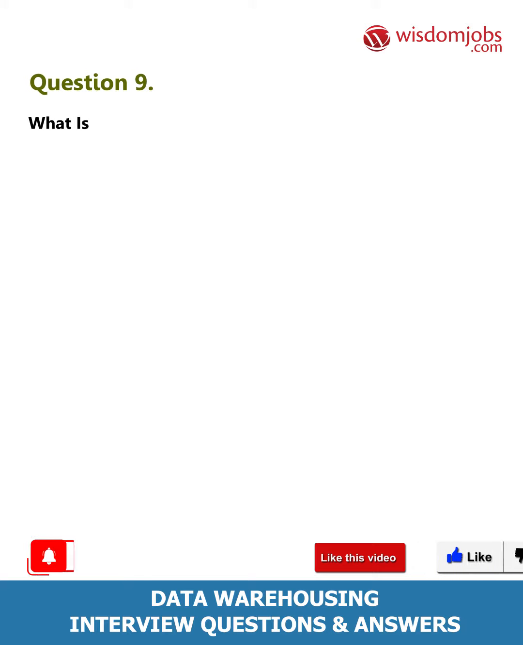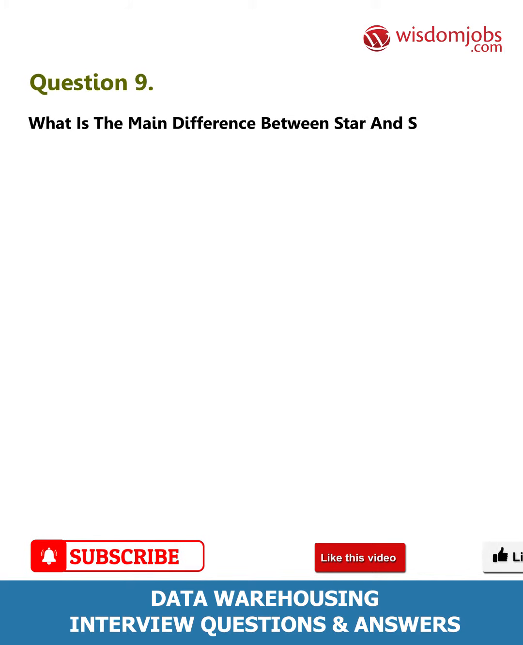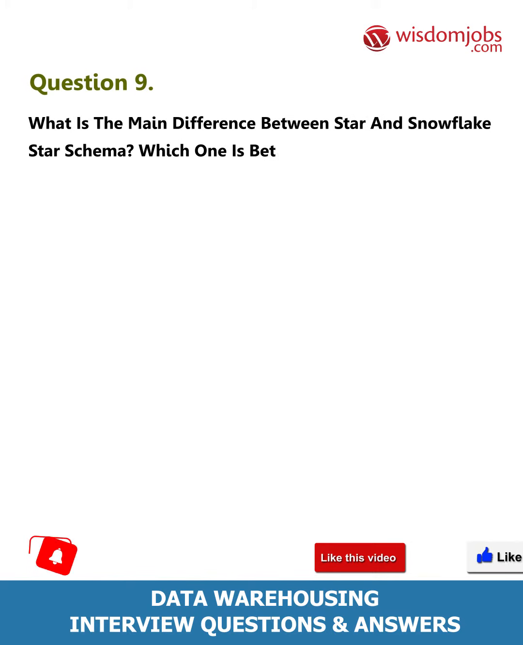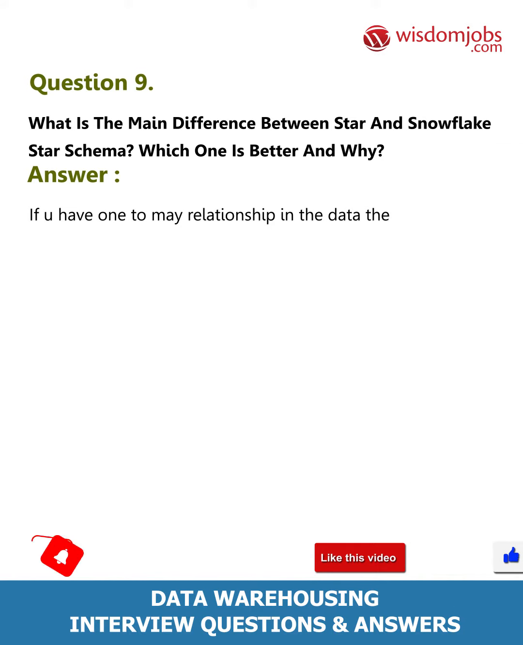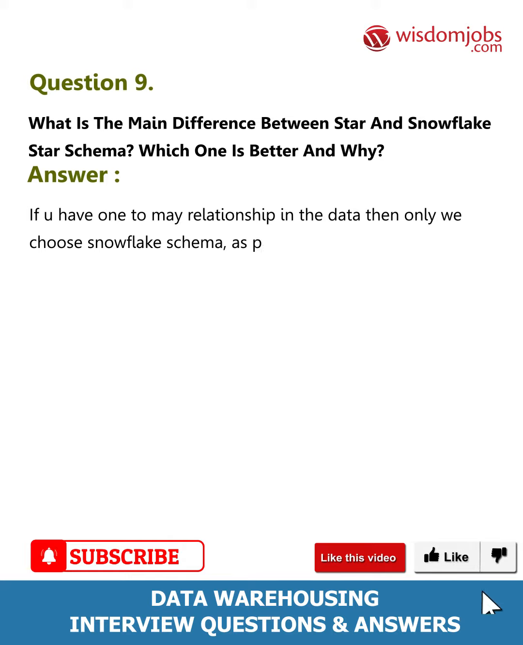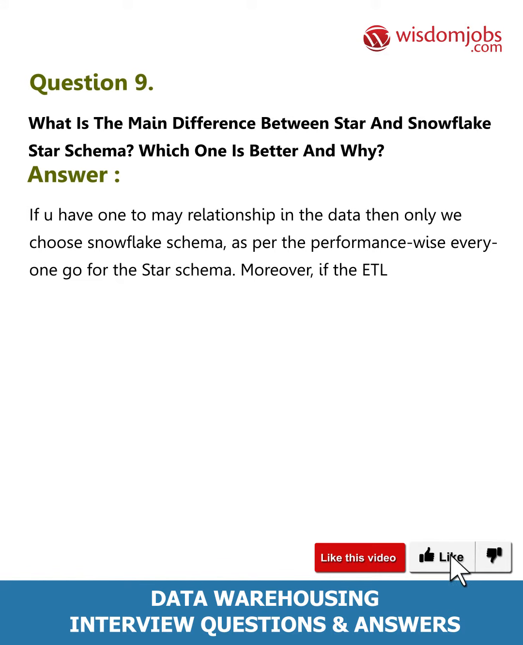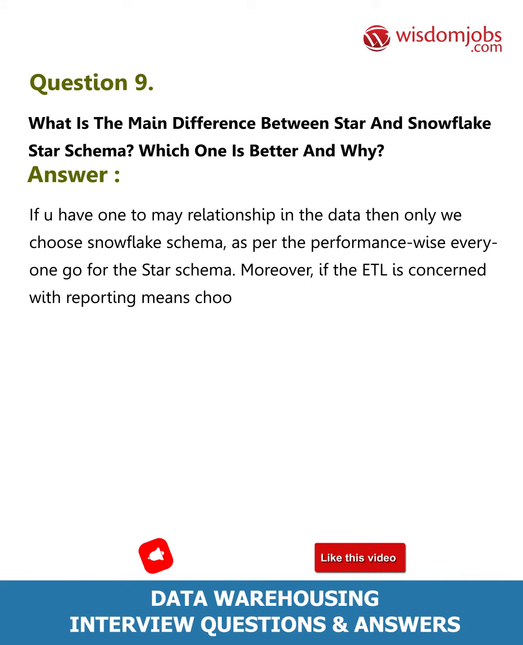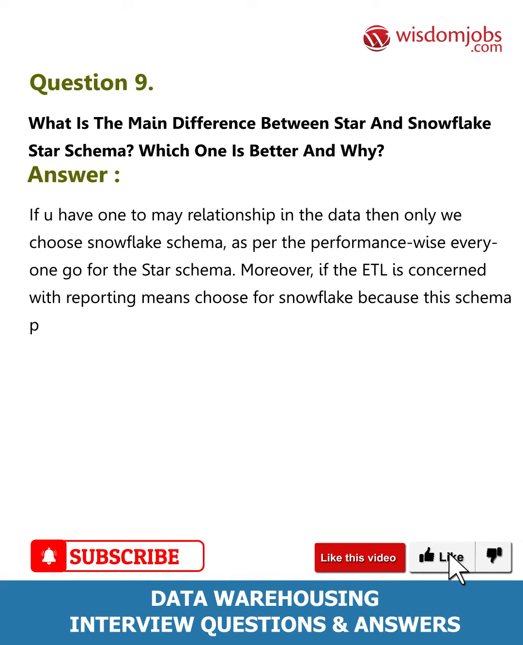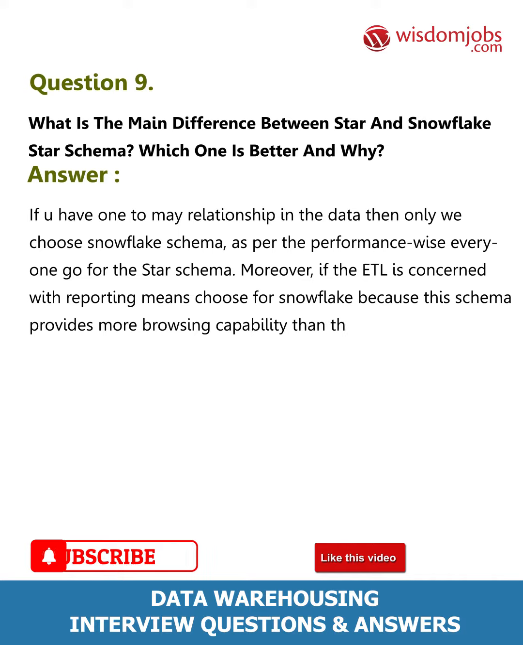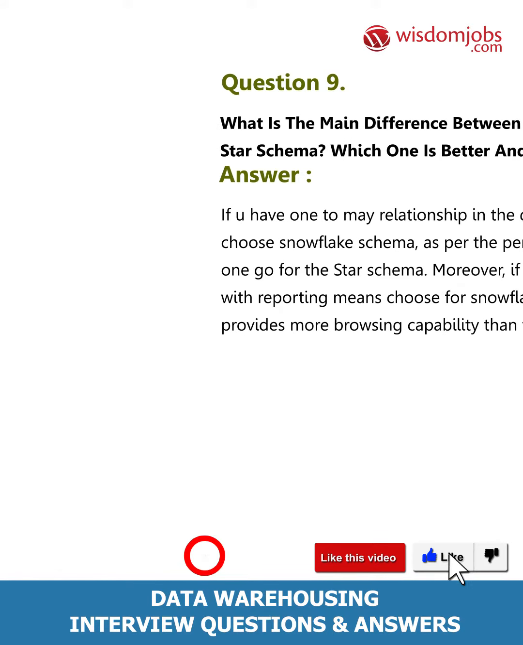Question 9. What is the main difference between star and snowflake schema? Which one is better and why? Answer. If you have a one-to-many relationship in the data, then only we choose snowflake schema. Performance-wise, everyone goes for the star schema. Moreover, if the ETL is concerned with reporting, then choose snowflake because the schema provides more browsing capability than the former schema.